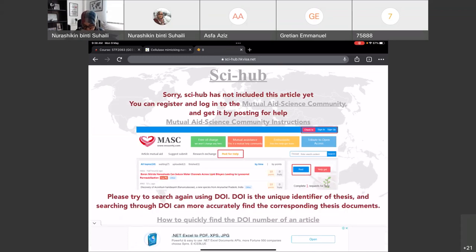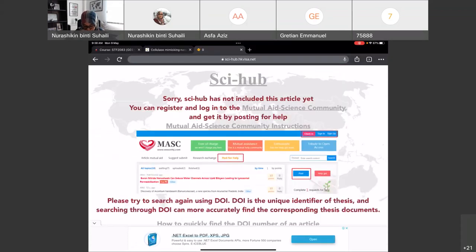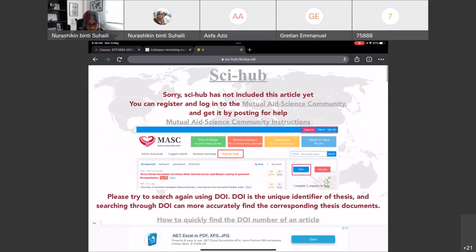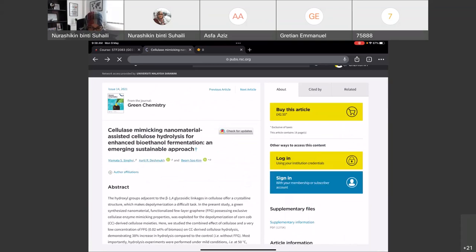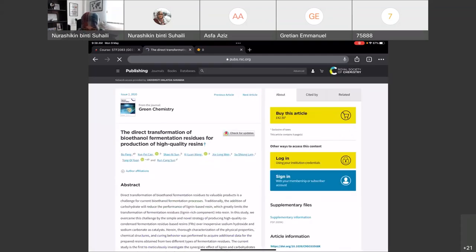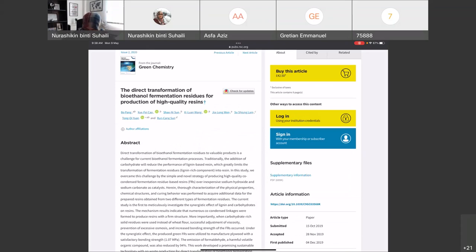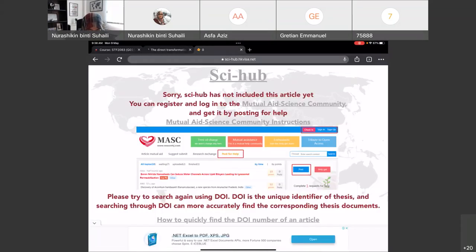Oh, no. What did you get? Oh, this article is not included yet. So okay, maybe try another one. Sometimes it's not updated yet. But that's how it works. Okay, this one is another article. Let's copy this. Hope this one works.